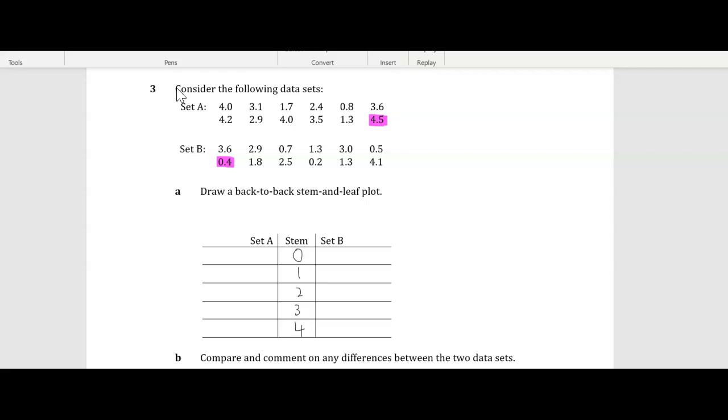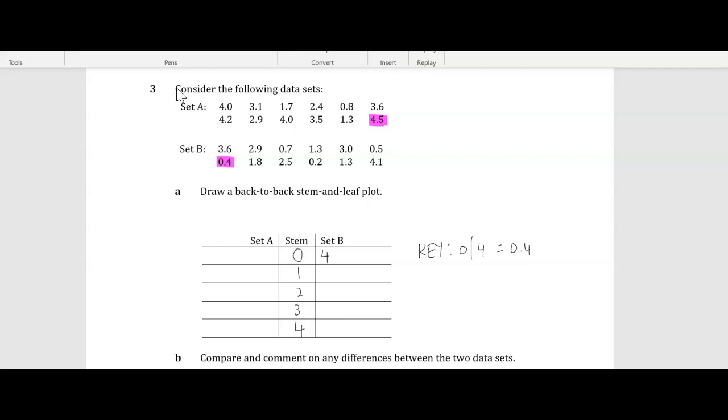And remember, you need to include a key. It doesn't matter what number you use. I'm just going to use the first one, which is 0.4. So 0, 4 equals 0.4. Okay, so let's go and do set A first of all.